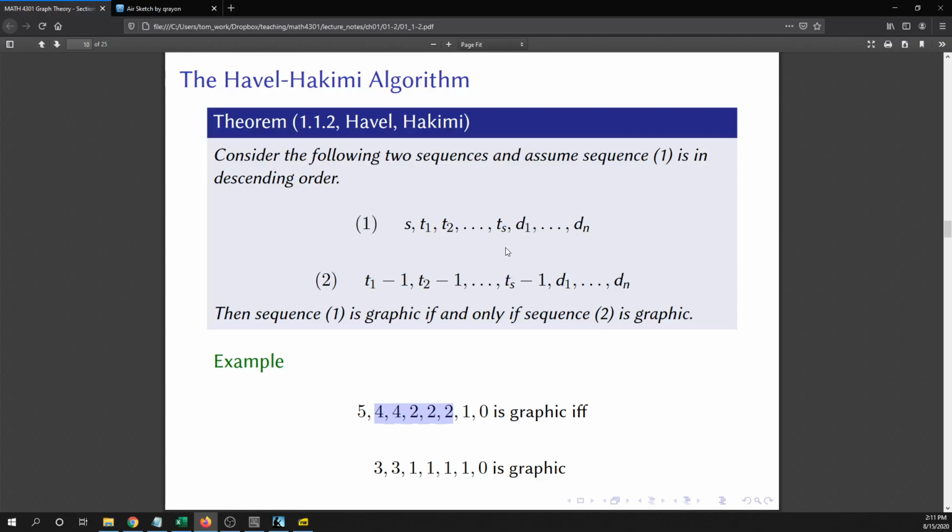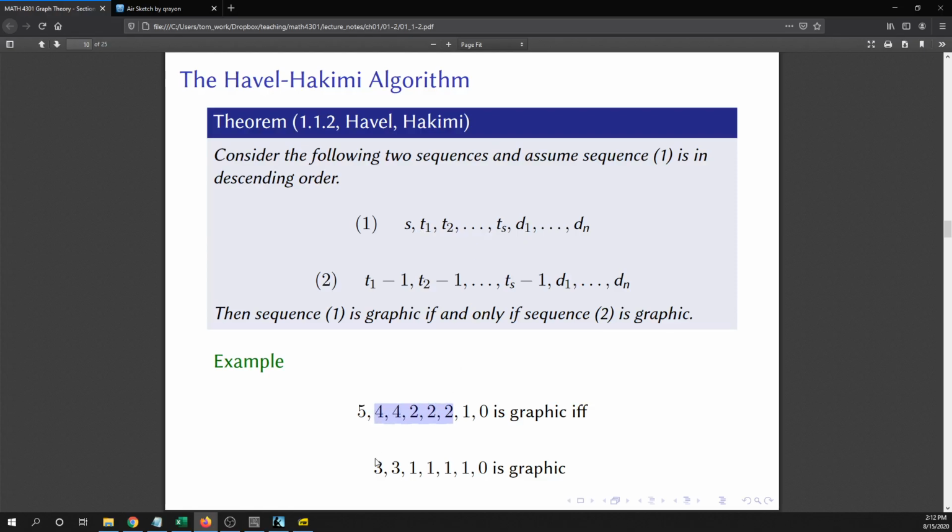All right, and then it says if that sequence is graphic, right, then this sequence 2 has to be graphic. And so sequence 2 you get by first chopping off the first number, right? So this would be chopped off. And then you would subtract 1 from each of the T sub i's.